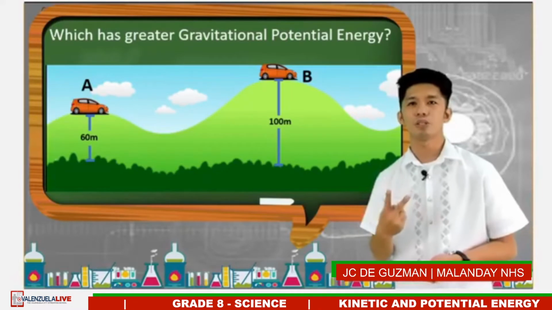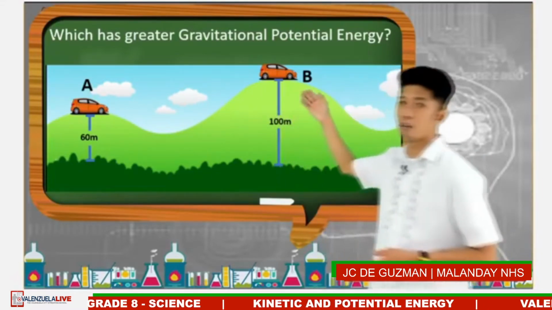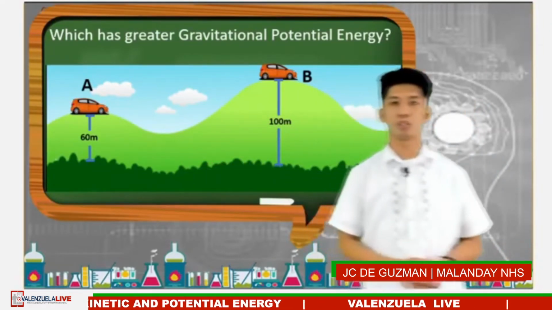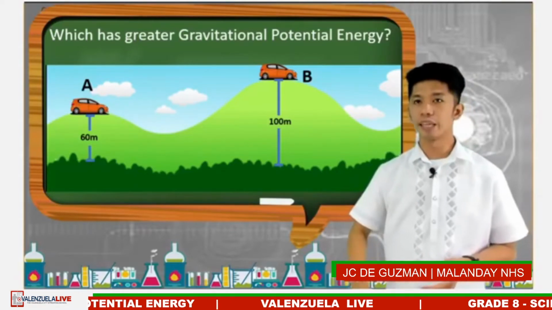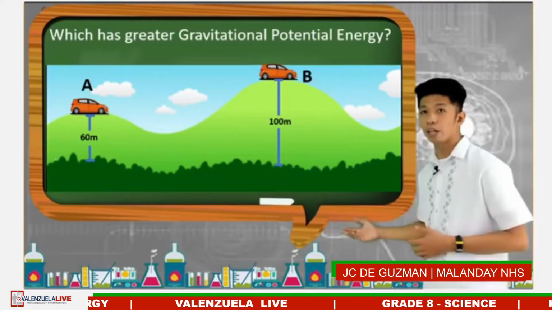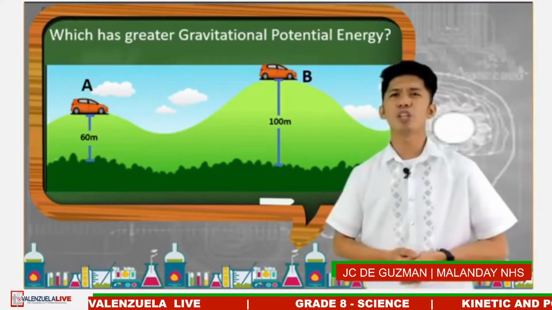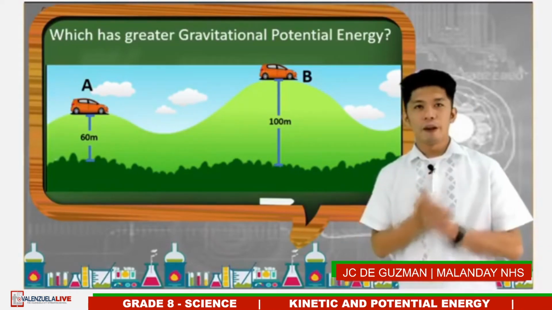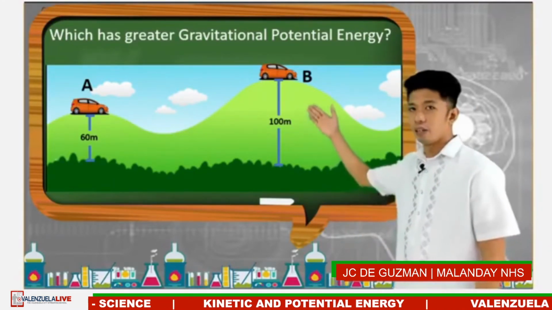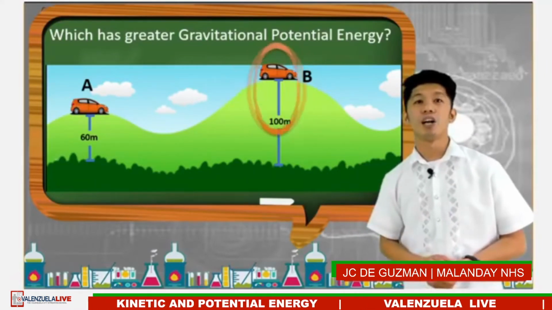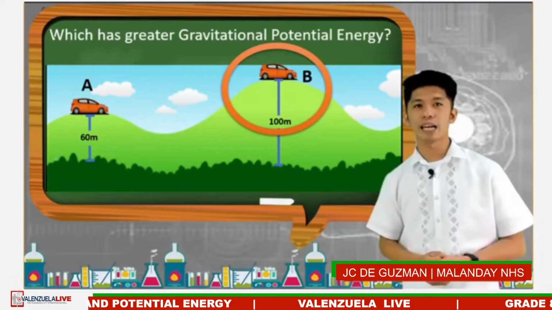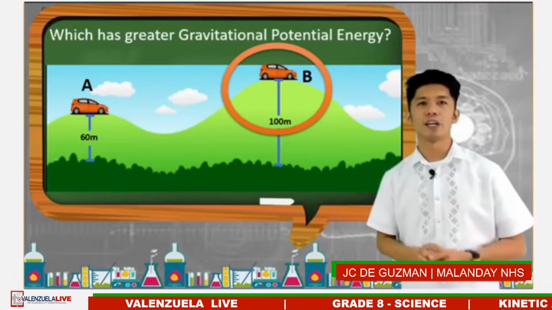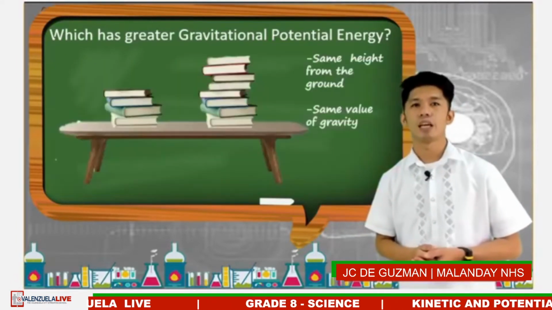We have two cars, car A and car B. The first one is 60 meters from the ground, and the second car, car B, is 100 meters from the ground. So which do you think possesses a greater gravitational potential energy? Okay, if you answered letter B, you are correct. Why? Because it has a higher position. So the higher the position, the higher its gravitational potential energy.